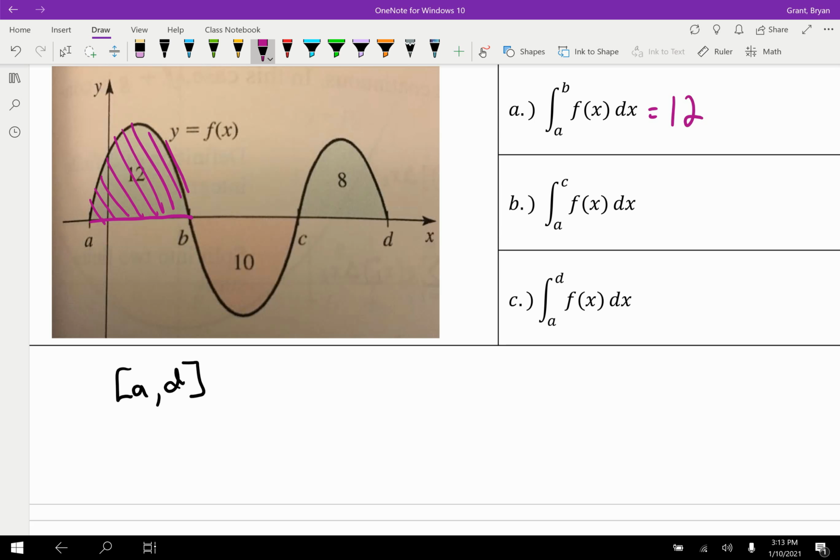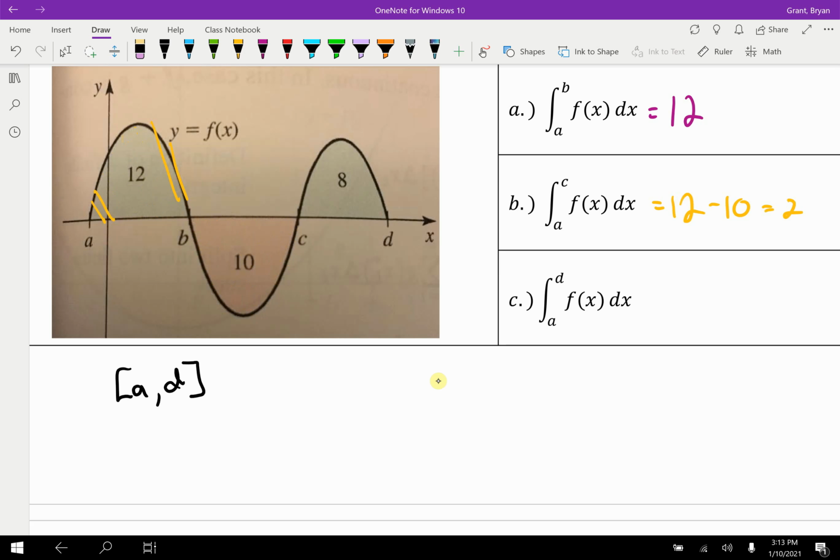Well, what if I wanted the area from a to c? That gets more interesting. From a to c, it starts again at a. Okay, so we know it's definitely going to be 12, but then we drop below the x-axis and we go to c. And if we're below the x-axis, that is a negative area, and so our total combined area, 12 minus 10, will be 2.